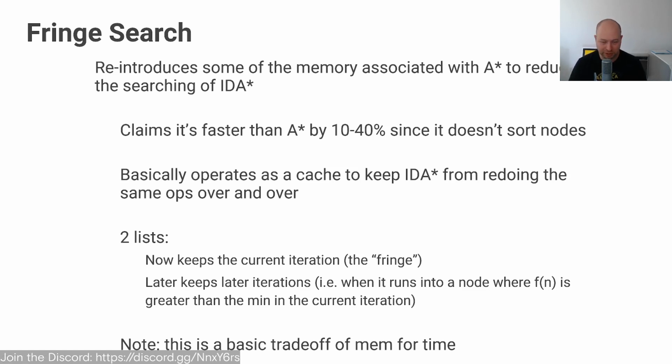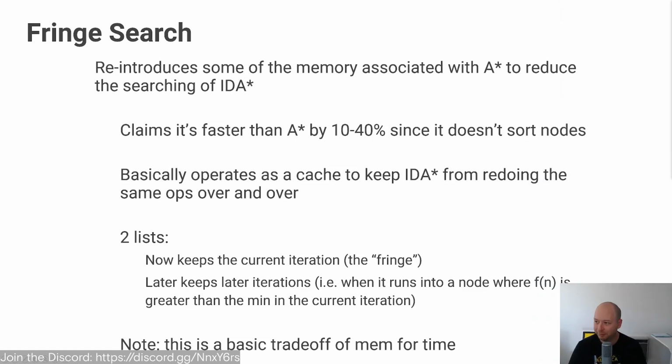I'm not familiar with this particular one either. I don't actually know, I've never used it. But apparently it claims that it's faster than A star by 40% because it doesn't sort the nodes, and it just acts as a cache. It's basically iterative deepening A star, but with caching.